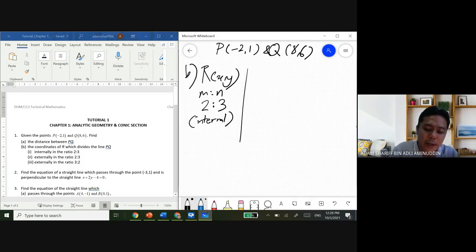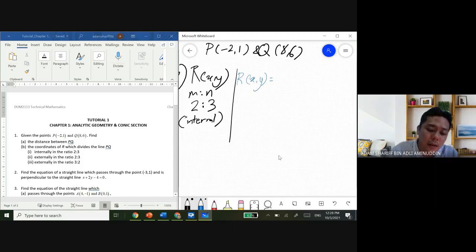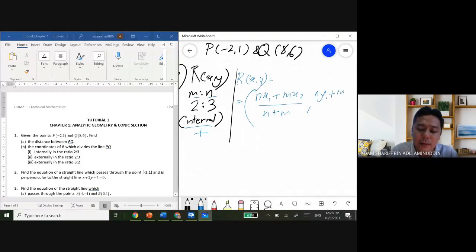Okay, so for the formula, for the internal one, it will be sekejap, x sama dengan nx1. Okay, suppose this is m, this is n, nx1, because this is internal, internal ingat tambah, over n plus m. Same goes for the y variable, n plus m. Yang mana saya cakap kita silangkan, silangkan antara formula tersebut.